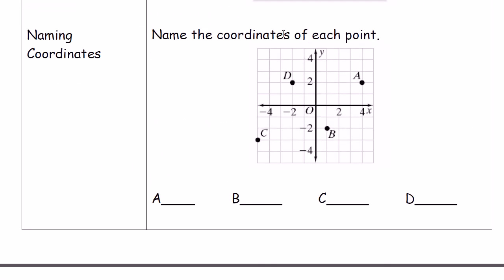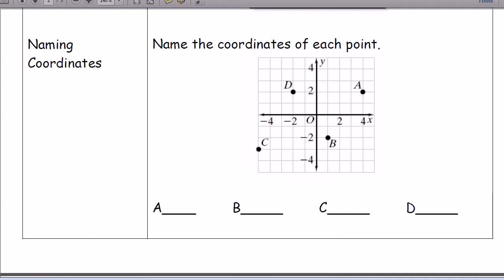And then here it says name the coordinates of each point. Here they're going backwards. They give you the points and they want you to name the coordinates, the X and the Y. So this is a lot easier than the other one because here all you have to do is count. Notice that this is a 2 and that's a 4. So that means that between 0 and 2 that has to be a 1, and between 2 and 4 that has to be a 3.